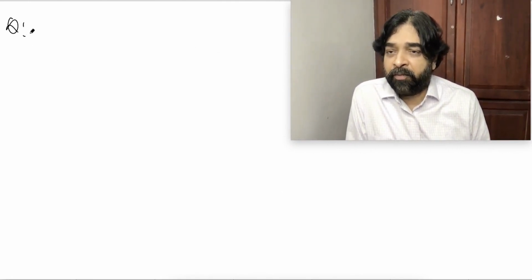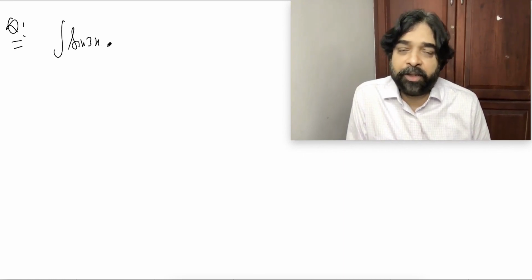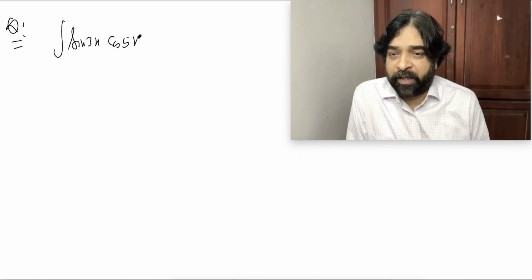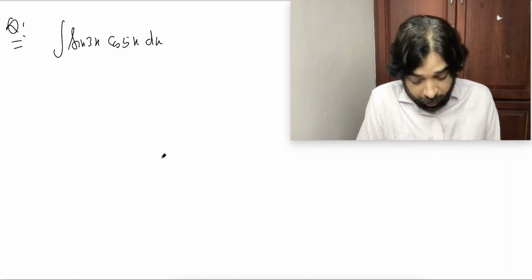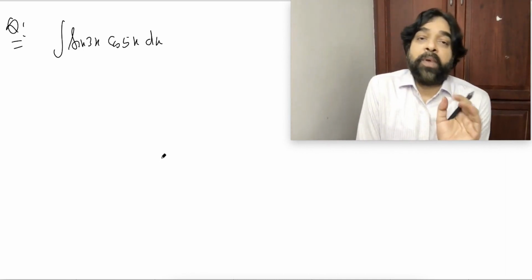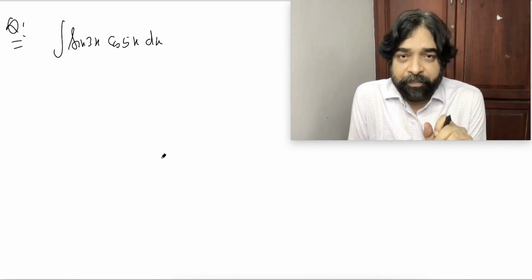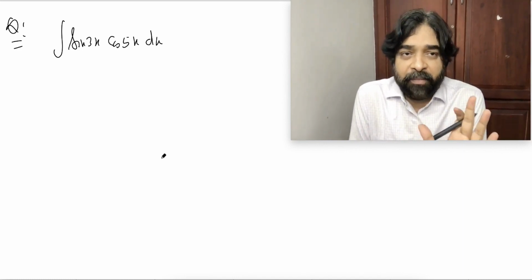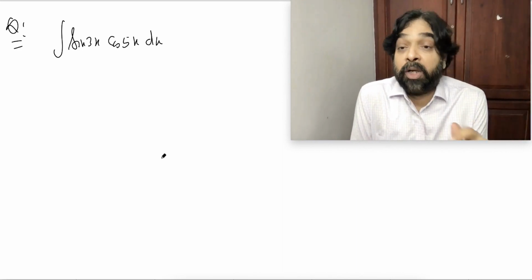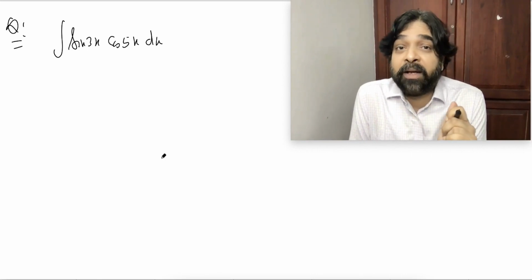Okay. First one. What is the integration of sine 3x into cos 5x dx? We have a formula for the product rule, called u into v, that you will see at a later stage. Right now, whatever question we are doing, we have to do by the basic fundamental way. No other hi-fi methods. So can you think of something so that we can do it? Because right now I cannot apply any formula.